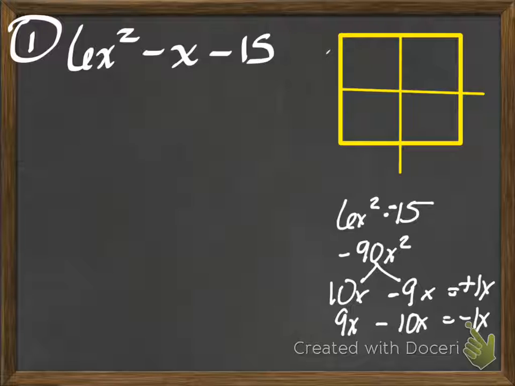These are going to be a little bit more... you're going to have larger numbers today for some of the problems. And then what goes in the other diagonal? 6x squared and negative 15.